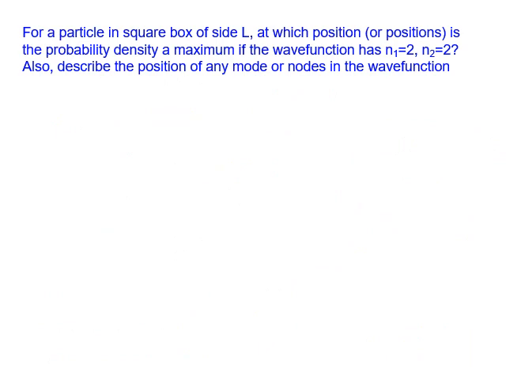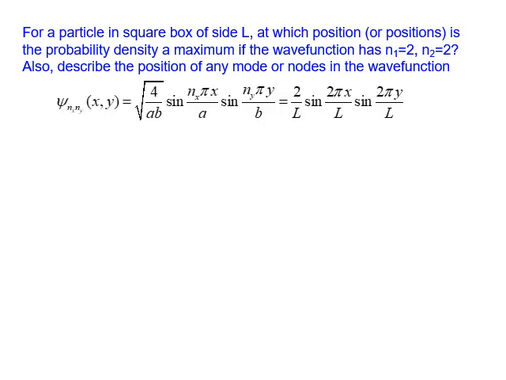Question number 2. For a particle in a square box of side L, at which position is the probability density maximum if the wave function has nx equals 2 and ny equals 2? For a square 2D box, the wave function equation is like this one. It's determined by 2 quantum numbers, nx and ny. So remember, for 3-dimensional you have 3 quantum numbers, and for 2-dimensional you have 2 of them.